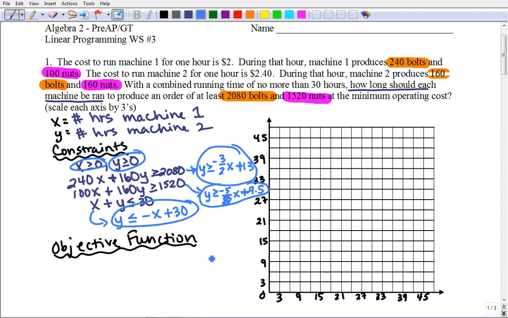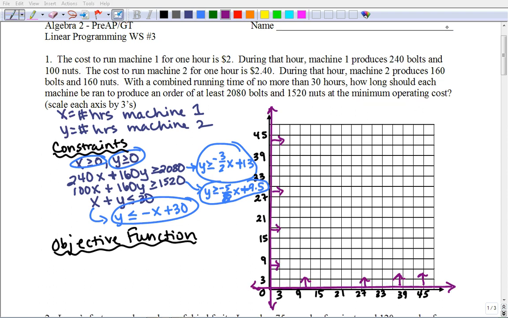Okay, so let's start out by graphing the easy ones. x is greater than or equal to 0, and y is greater than or equal to 0. I went ahead and did that, and I put the arrows in, showing both of them going greater than or equal to 0.